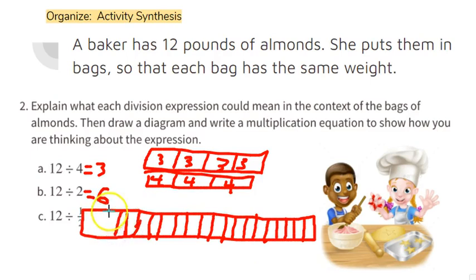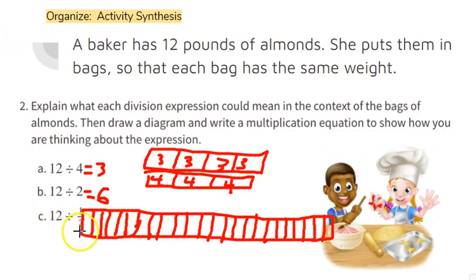9 whole, 10, 11, and 12. So each one of these represents 1/2, right? But we have 24 of them altogether, don't we? Because we're trying to see how many 1/2 groups we can take out of 12.